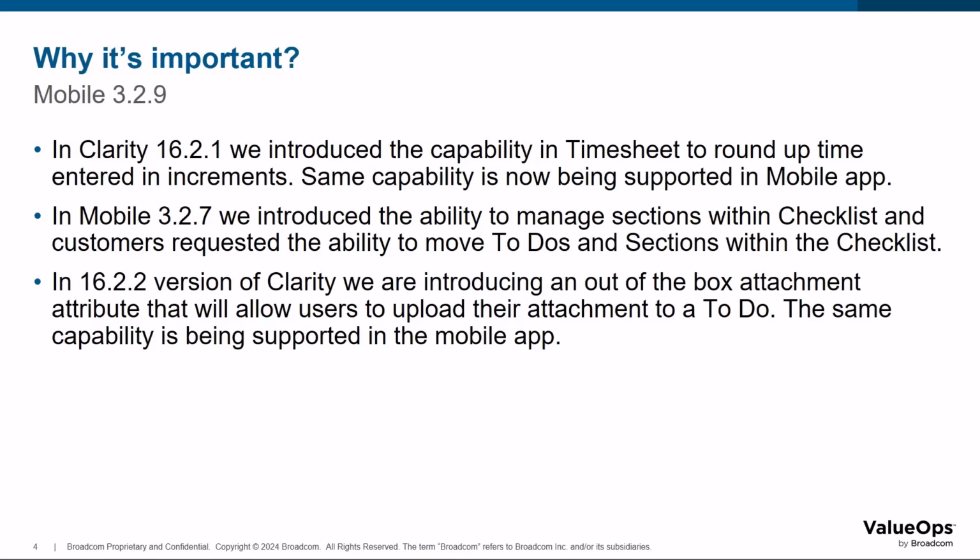In mobile 3.2.7, we introduced the capability to manage sections within the checklist, and customers requested that they want to be able to move their to-dos around either within the sections or within the checklist itself. This is the same functionality that is available in the Clarity application, and the customers asked us to do the same in the mobile app.